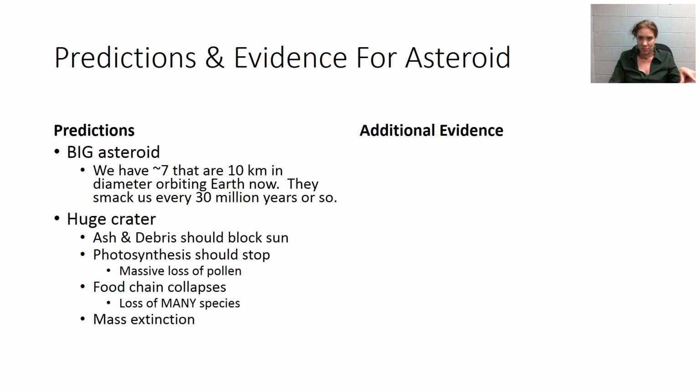So what else do we know? Those are things that we can make some predictions about, and then we can go test. We can go look for evidence of food chains collapsing and pollen decreases and ash and debris that has been spread worldwide, like all that iridium. But here's what else we actually also find.